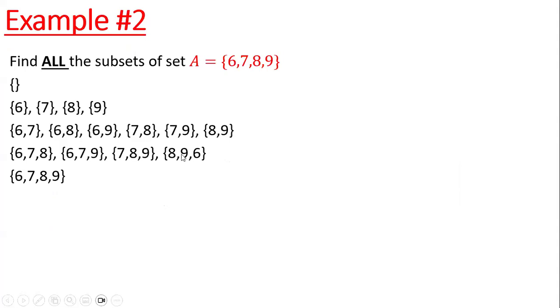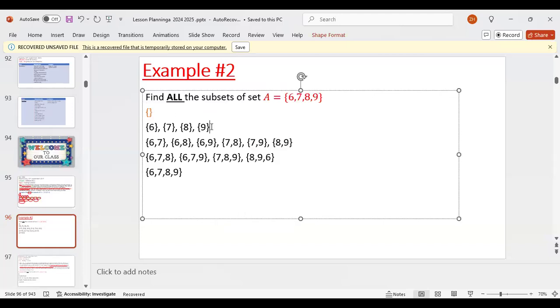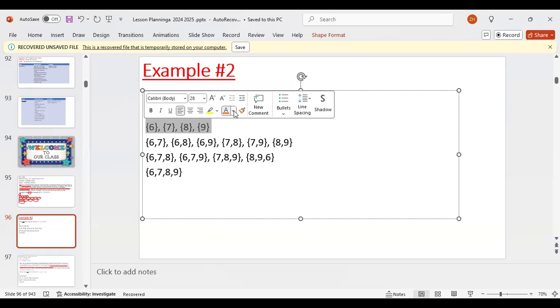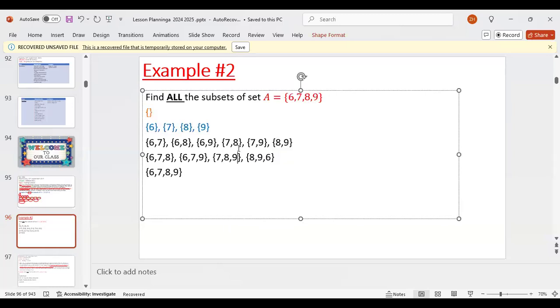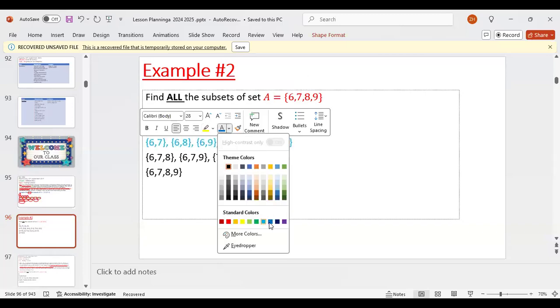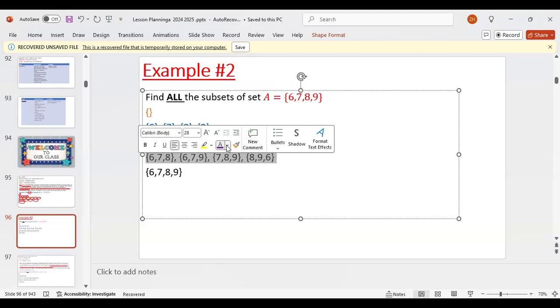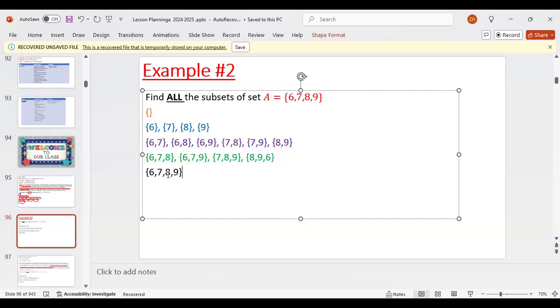Okay, good. So let's highlight this. This is going to be in orange. This is going to be in blue. Please write this down. You're writing this down. You're not just watching me. This is going to be in purple. This is going to be in green. This one is going to be in red.